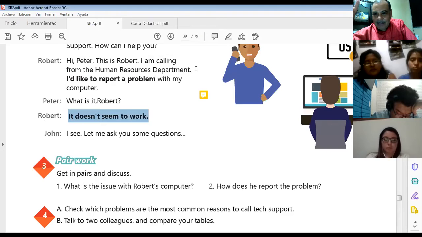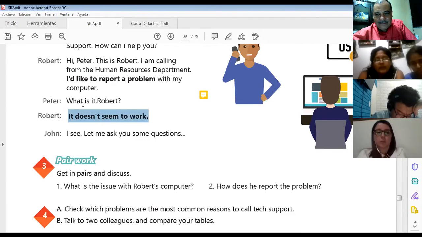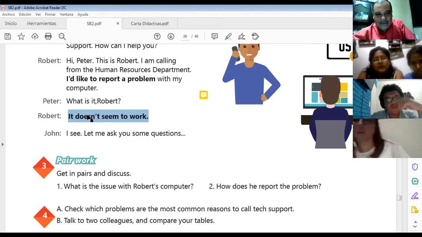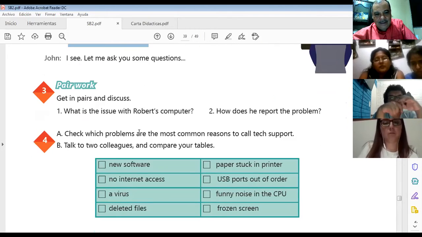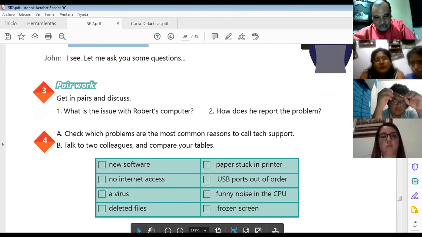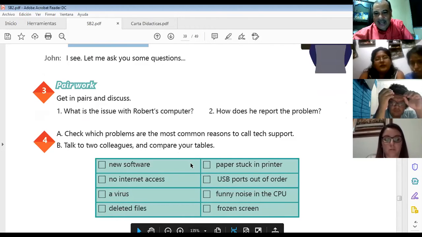Okay. ¿Qué pasó, Ángela? ¿No entendió? ¿Ángela? ¿Sí entendió o no entendió? Sí entendí, pero aquí donde dice la parte de Robert, it doesn't seem to work, eso lo vamos a cambiar nosotros. Por uno de estos. Vamos a poner uno de estos otros, así como yo le dicté el error.